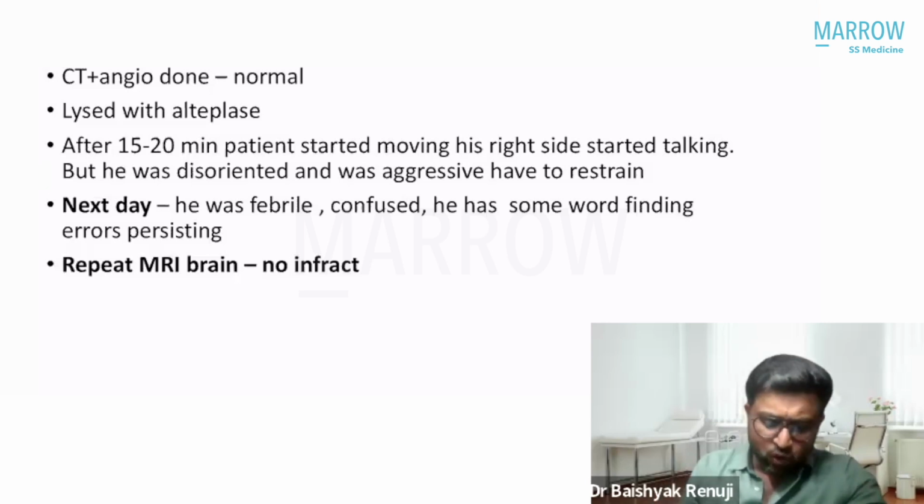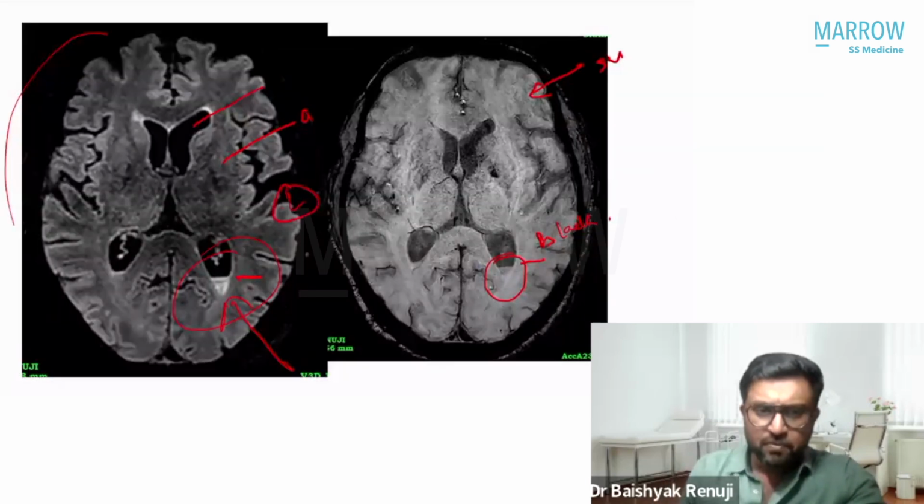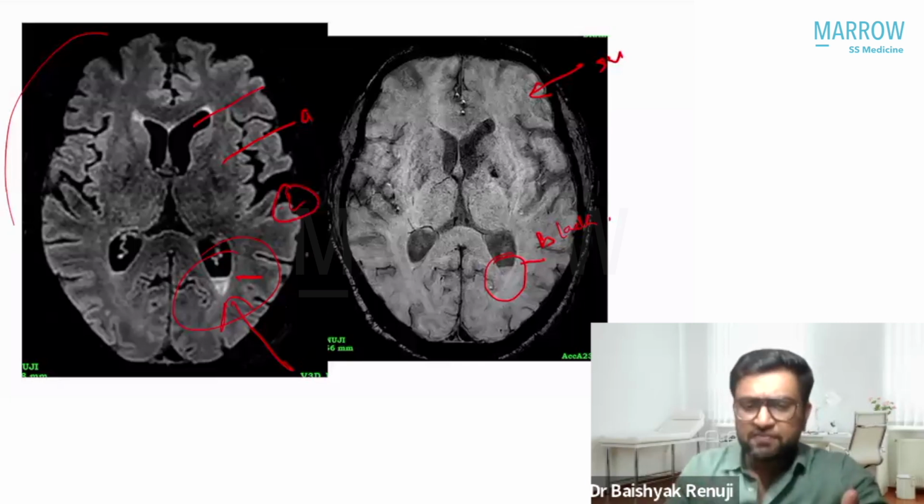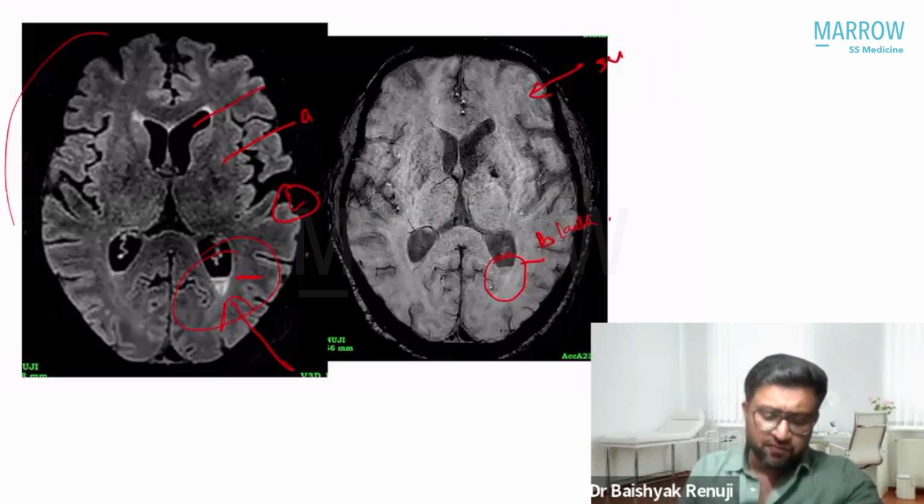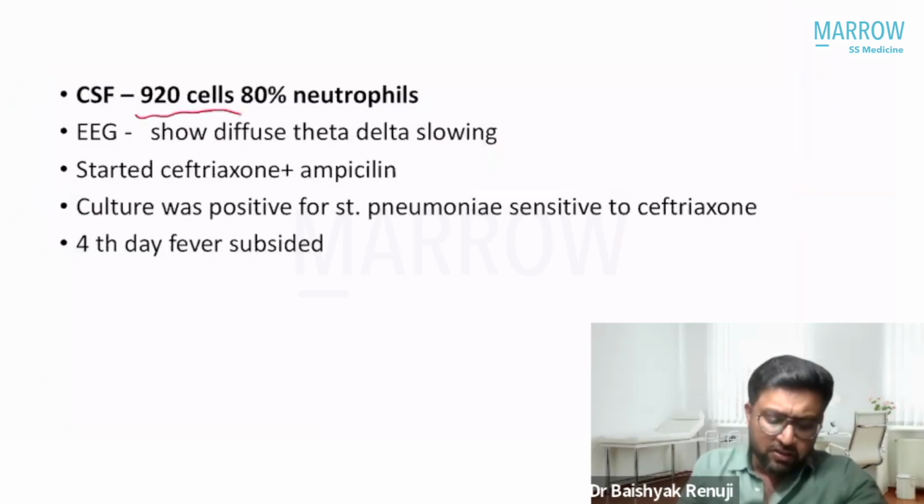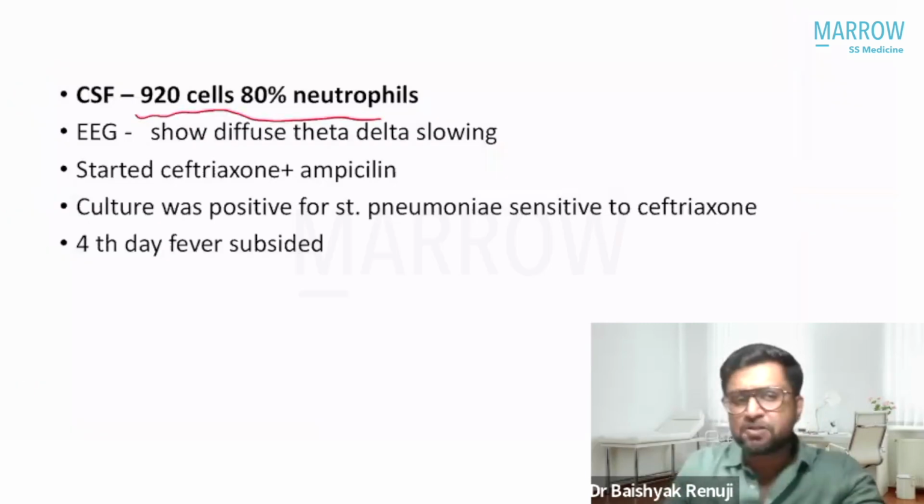You can see the ventriculitis is dominant on the left side also. So it might have resulted in a left-sided onset seizure, and that might have resulted in his deficit. Or it may be a vasculitis secondary to infection. So we went ahead with CSF. CSF showed 920 cells, 80% neutrophils.